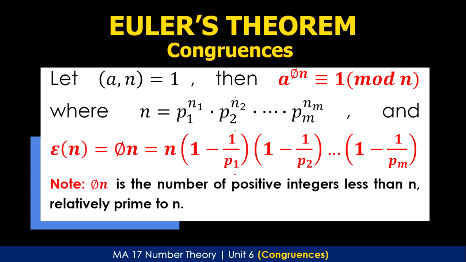And it is true that Euler's phi of n is equal to n times the quantity of 1 minus 1 over p sub 1 times the quantity of 1 minus 1 over p sub 2, up until 1 minus 1 over p sub m. Here we're going to identify the prime factorization so that we can have p sub 1, p sub 2, up until p sub m. Phi of n is the number of positive integers less than n which are relatively prime to n.